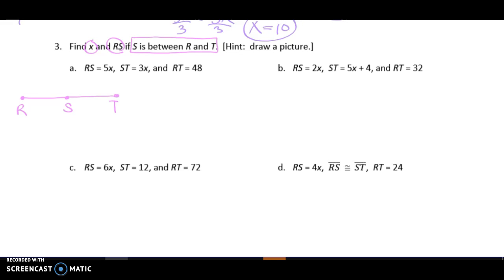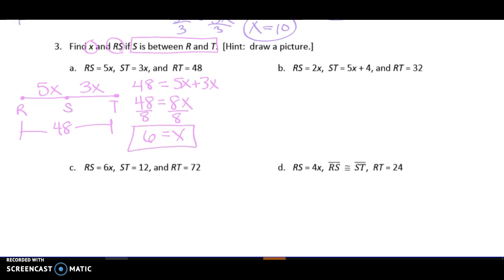So starting on letter A, RS is equal to 5x, XT is equal to 3x, RT is equal to 48. So the whole thing is equal to the sum of the parts. 5x plus 3x, 8x divided by 8. x equals 6. That's one of the things I'm looking for done. I still need to go back and do RS, which was 5x. x was 6. So 5 times 6, RS is 30.